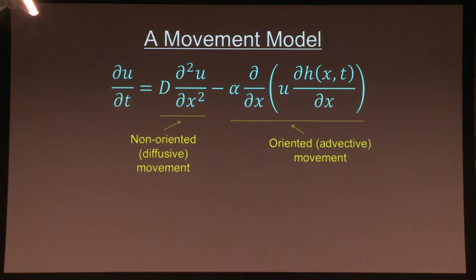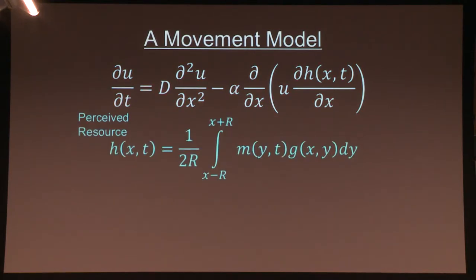So to put this in context, that first term on the right-hand side is the non-oriented movement. That's the diffusive component. The second term on the right-hand side is the oriented or the advected movement. And so we want to use this to represent the overall movement patterns that are taking place. So we now have to define that resource function H that's governing the information that's being obtained. And that's defined this way.